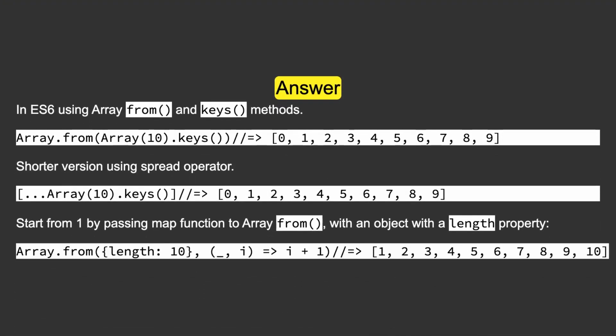In ES6, using Array.from and keys methods. Shorter version using spread operator. Start from 1 by passing a map function to Array.from, with an object with a length property.